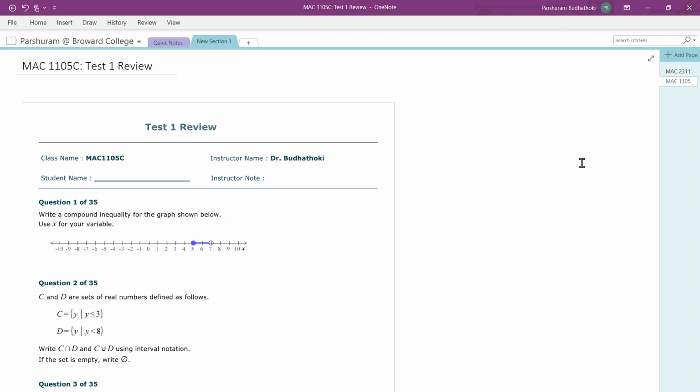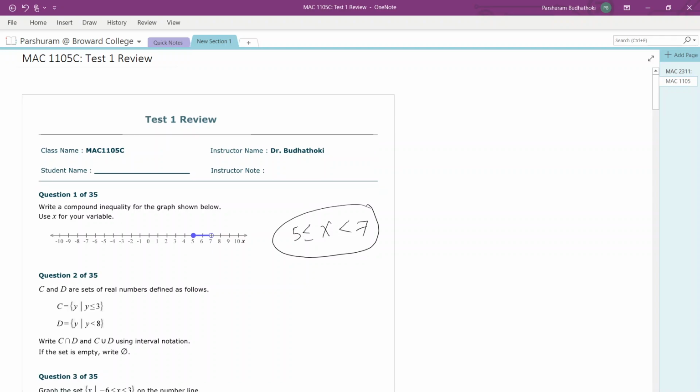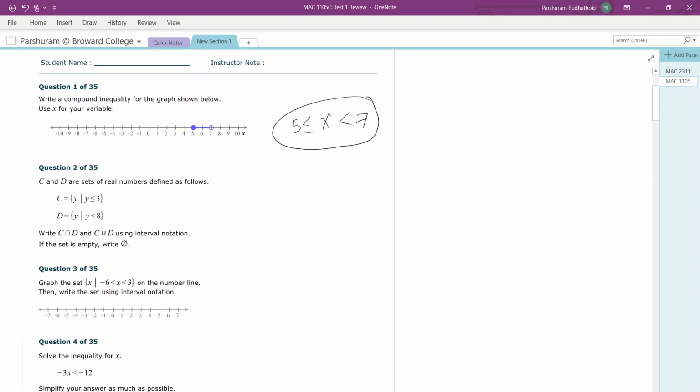Number 1, write a compound inequality for the graph shown below. Use x for your variable. As you can see, the graph starts at 5 with a closed circle and there is an open circle. So we write x is greater than or equal to 5 and less than 7. So do not include 7 and include 5. That's number 1.